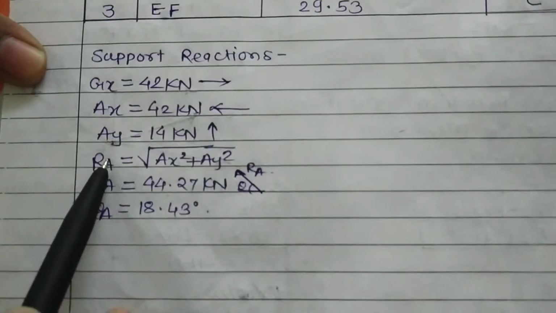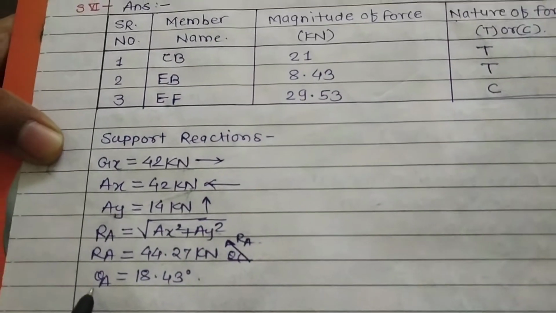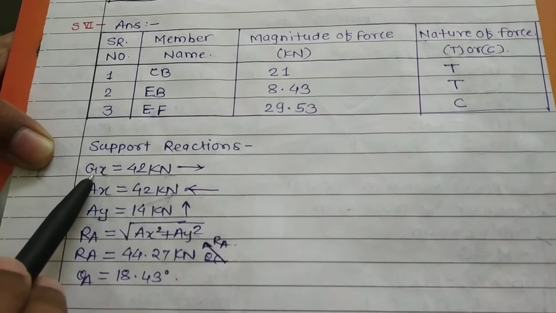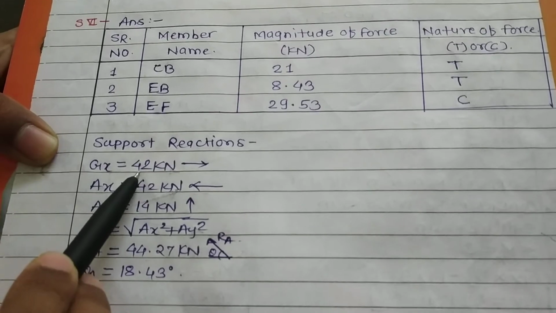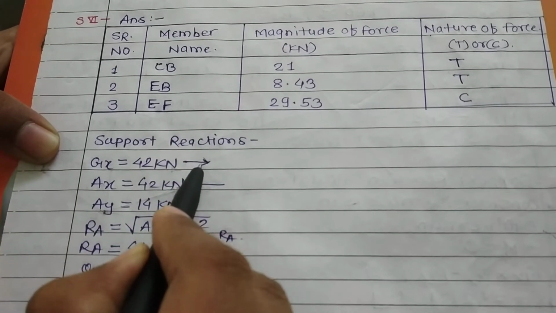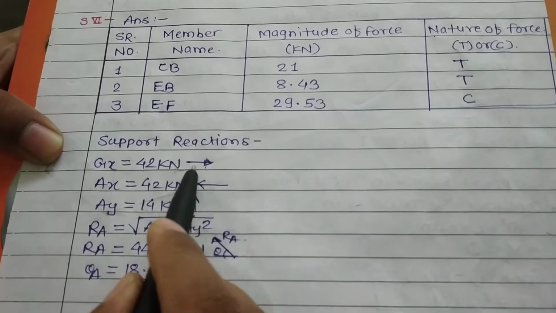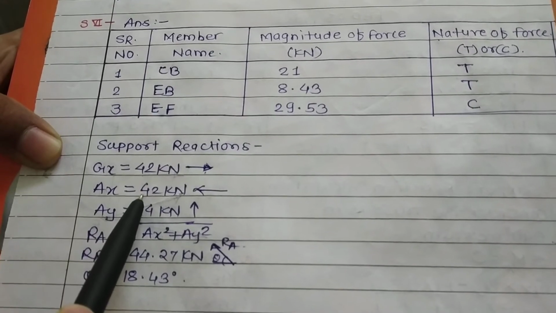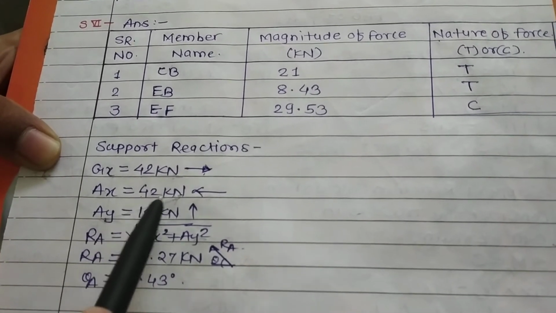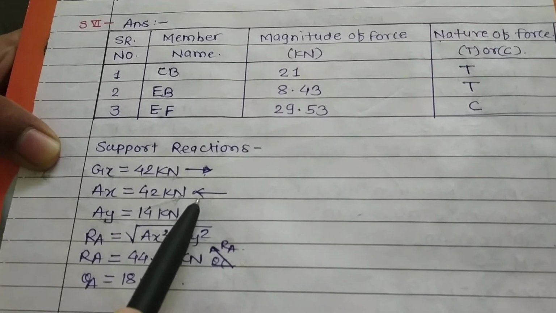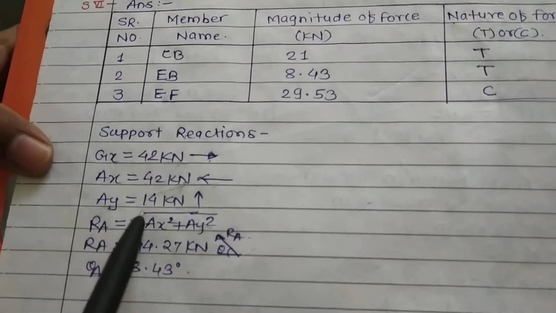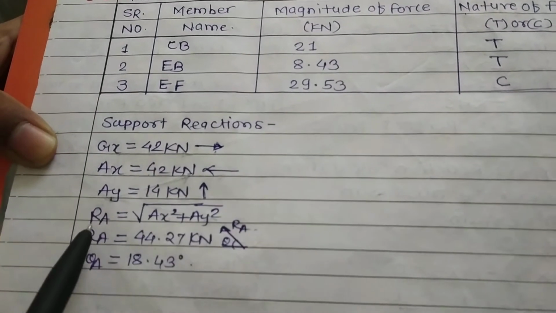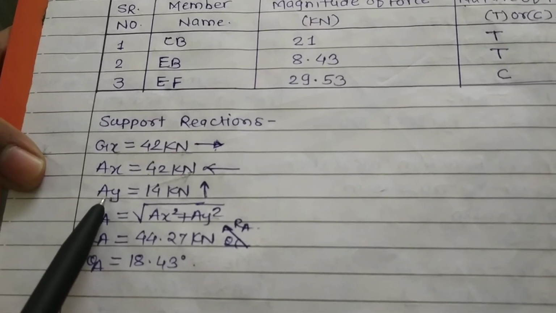With this case, we have to conclude our answer with the support reaction with their correct magnitude and correct direction. GX, the answer comes for the GX positive 42 kilonewton, as our assumption was correct. For that case, I have mentioned it as it is. AX comes negative. The assumption was wrong. That's why with correct magnitude 42 kilonewton in positive sense, we have shown it towards leftward direction. AY is equals to 14 kilonewton. Magnitude was positive. That's why assumption was correct. We assumed it upward.